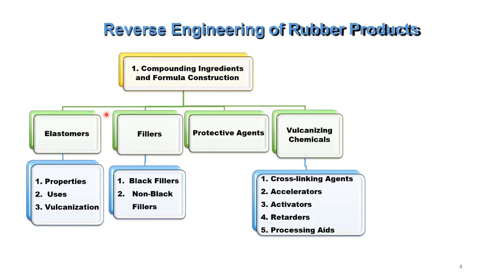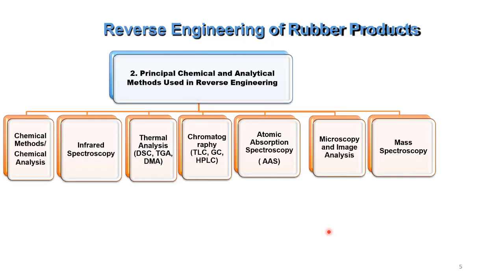Suppose in a rubber product we have different ingredients: elastomer, filler, protective agents, and vulcanizing chemicals. For elastomers, the properties and uses will be different, and vulcanization can also be done. Then fillers: we have black fillers and non-black fillers. And vulcanizing chemicals: cross-linking agents, accelerators, activators, retarders, and processing aids.